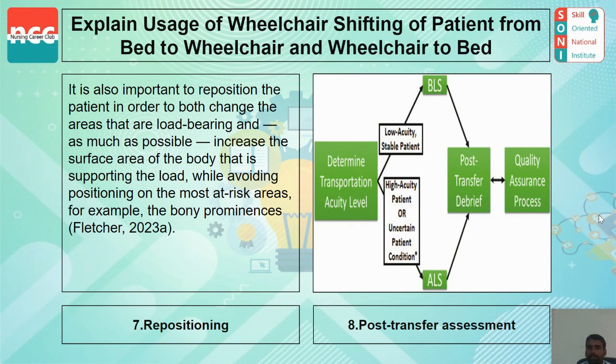Post transfer assessment. Now we will talk about post transfer assessment. When a patient is mobilized from one place to another with the help of a wheelchair, then the nurses and the doctors assess the transfer at the end of the process, and that is called post transfer assessment.